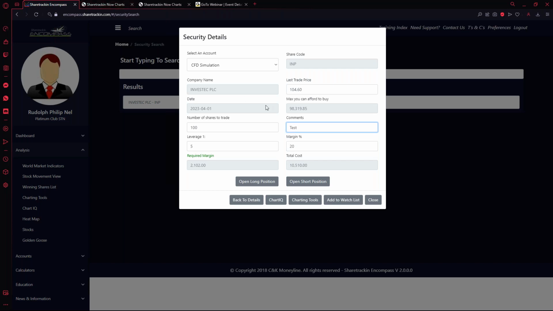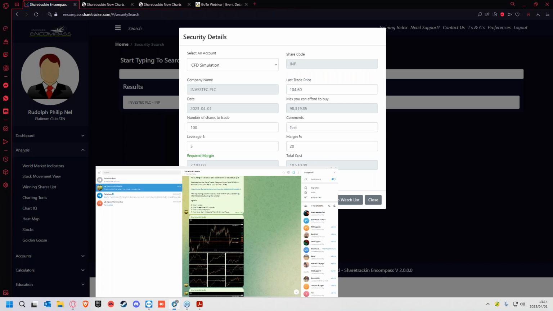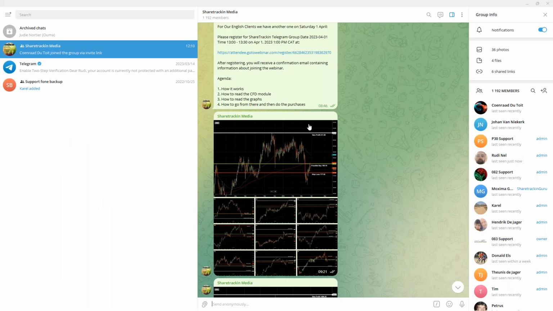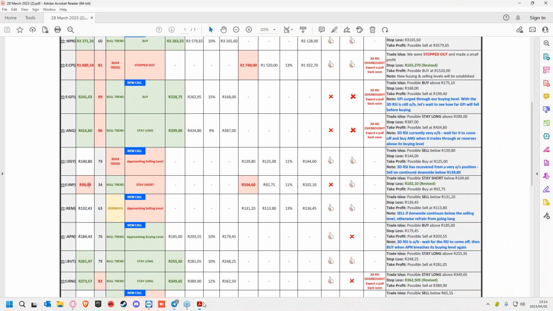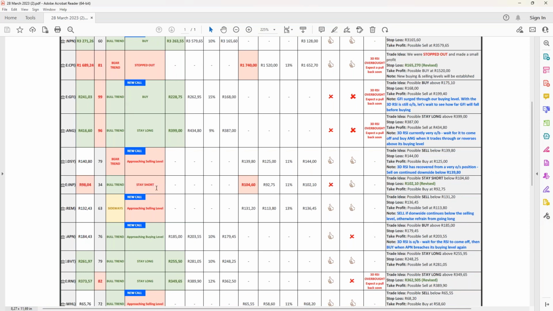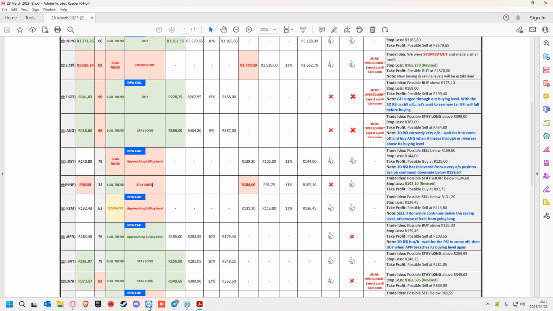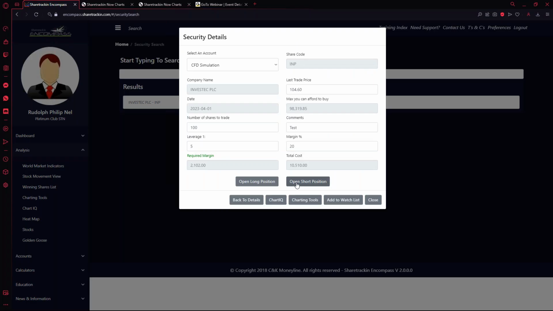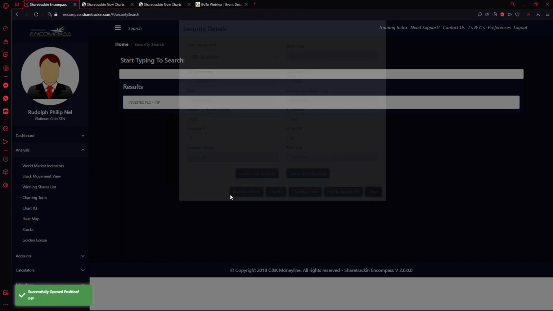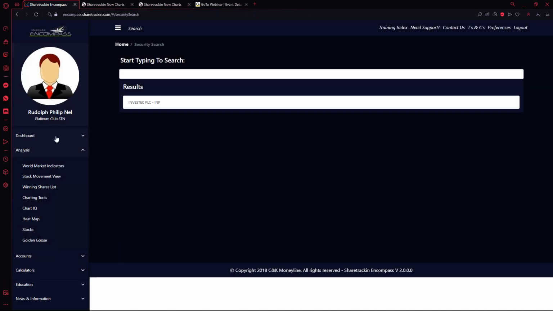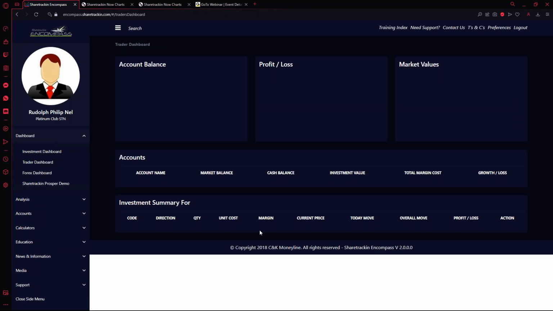For webinar purposes, I'm going to enter our comment just as test, and then I can either go and click on open long or open short, depending on what we told you to do. Okay, so INP obviously was a short. So if we look at this over here, INP stay short. Okay, but a week back it was a sell. All right, so it means that I would have put in a short. I'll go back to the software and click on open short position. All right, and then it'll open that position for me when I go to dashboard and then trader dashboard.